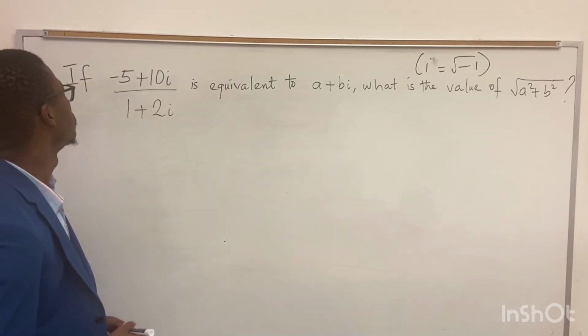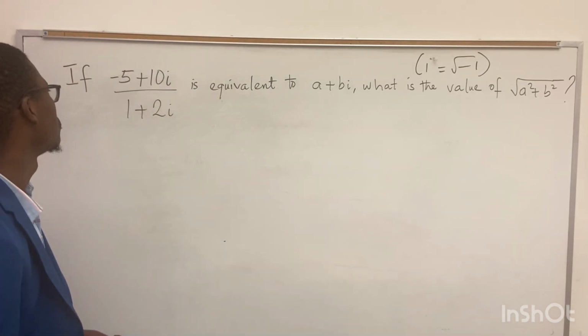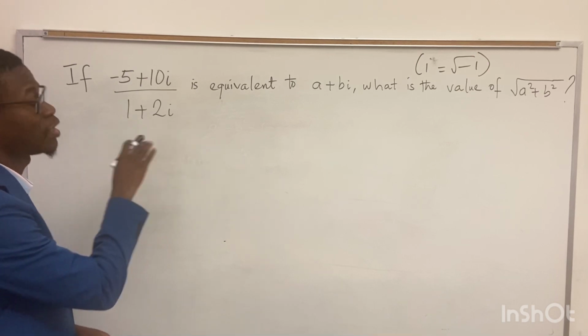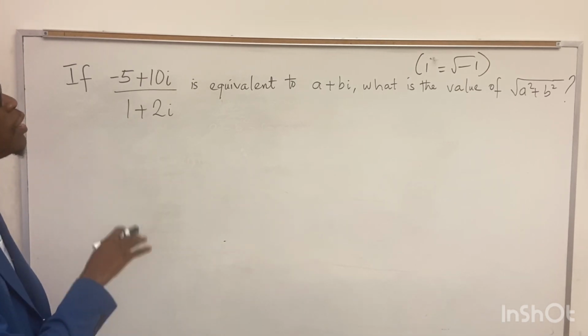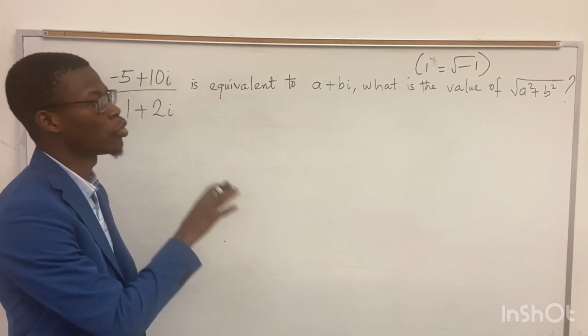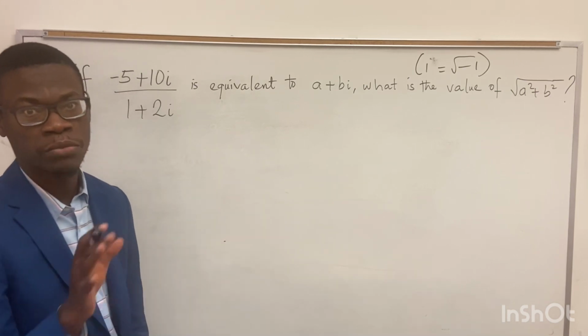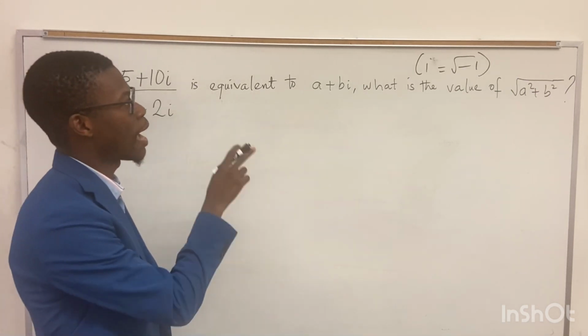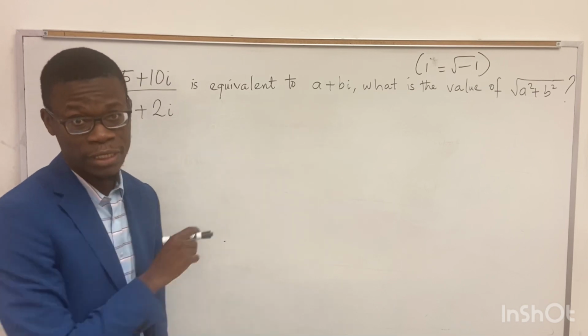So if (-5 plus 10i) divided by (1 plus 2i) is equivalent to a plus bi, what's the value of the square root of a squared plus b squared? Remember, i equals the square root of -1.